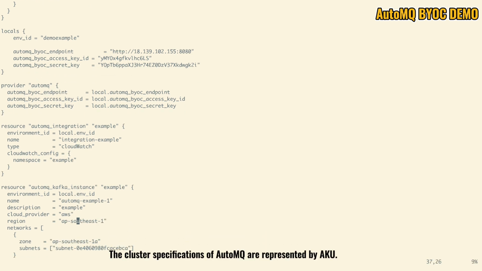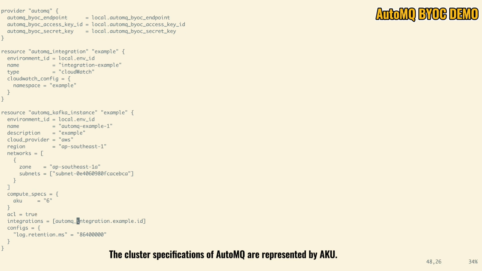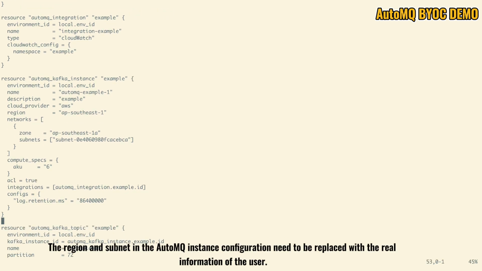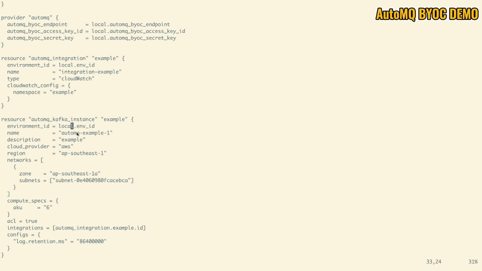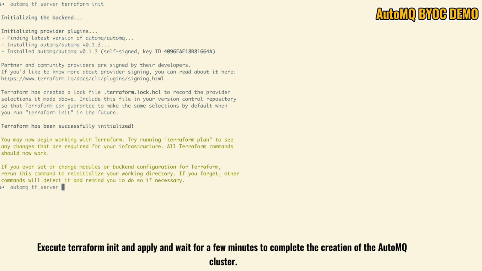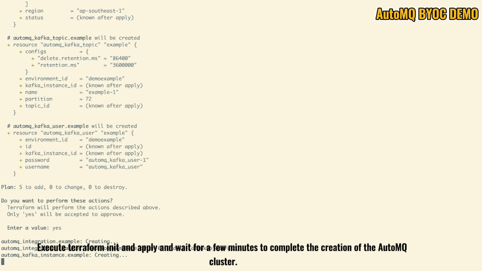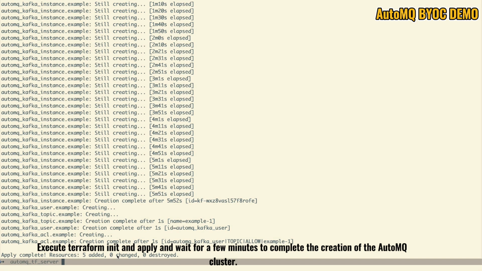The cluster specifications of AutoMQ are represented by AKU. The region and subnet in the AutoMQ instance configuration need to be replaced with the real information of the user. Execute Terraform init and apply, and wait for a few minutes to complete the creation of the AutoMQ cluster.